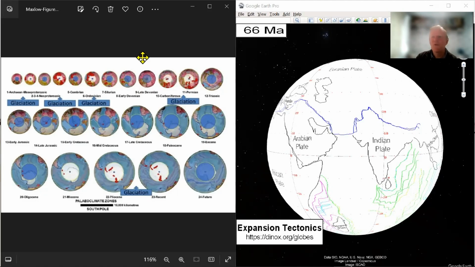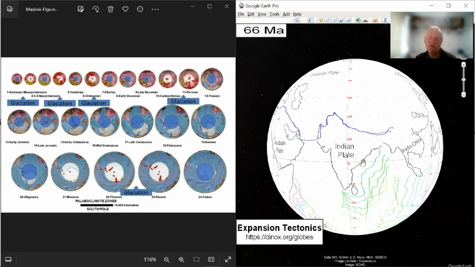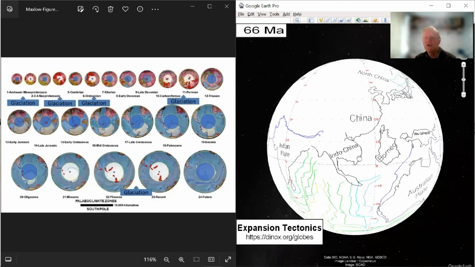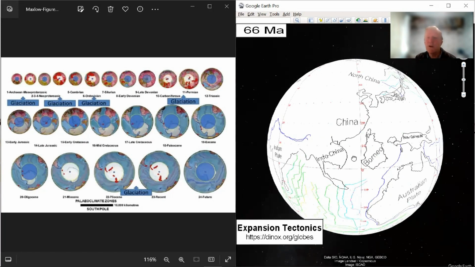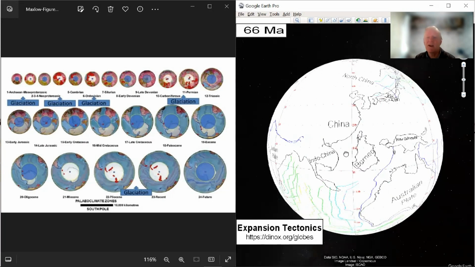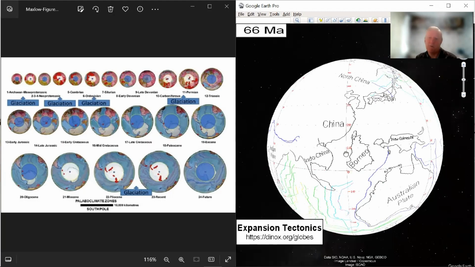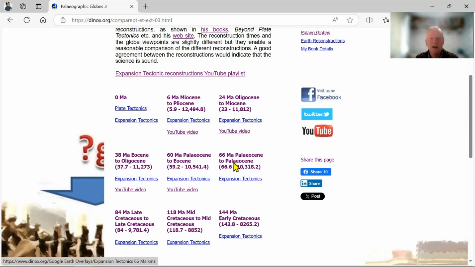So I'm reasonably happy that my reconstructions look similar enough to James Maxlow's. So it's actually showing that it is reproducible. And in fact, anybody can do these. If you actually take the time and do it, you'll find that James Maxlow's reconstructions are just reproducible like any science. So I'll put that YouTube video onto the Paleocene.